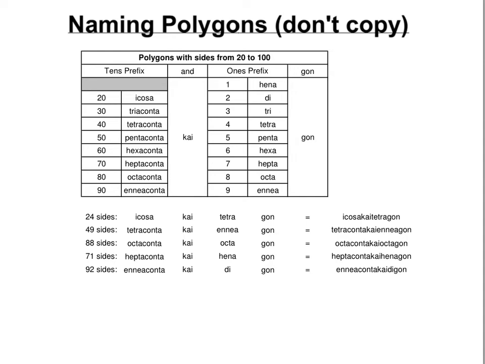A icosa chi tetragon we would actually just call a 24-gon. A 49-sided figure, a tetraconta chi enneagon, we would really just call a 49-gon. So this would really be an 88-gon. This would be a 71-gon. And this would be a 92-gon. So for all those polygons that I did not ask you to copy down into your notes, that's how we name them. Write the number of sides, hyphen, gon, and that's it. Moving on in 3, 2, 1.